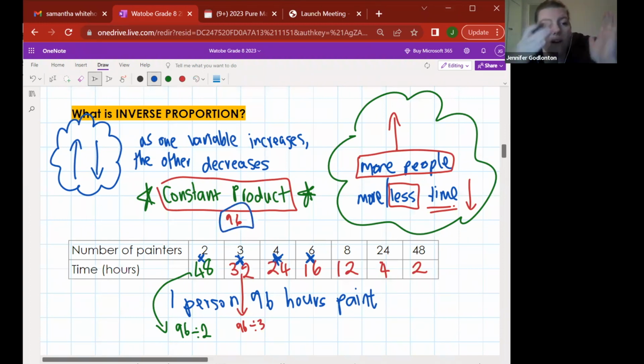It is all the same. So constant means it's the same, and product means we multiply. So if we multiply all of those numbers, we should get the same answer each time. That is what inverse proportion is. So if we multiply those 2 numbers together, we should get the same answer every time. That's sort of the basics of inverse proportion.